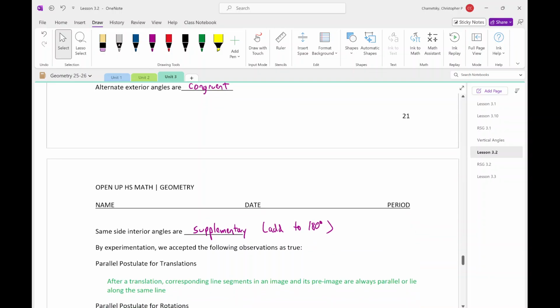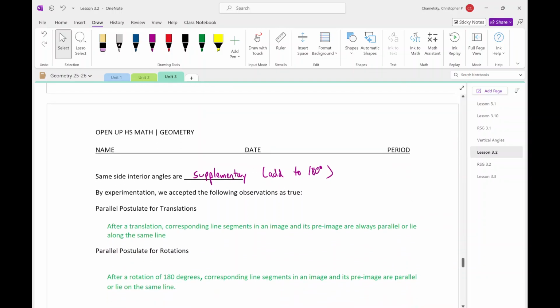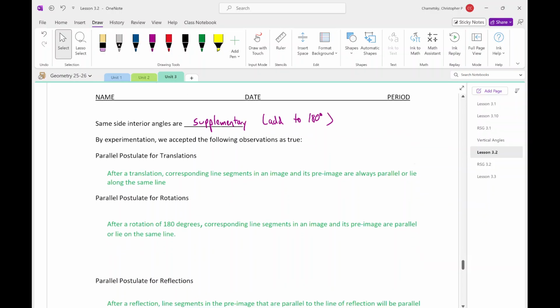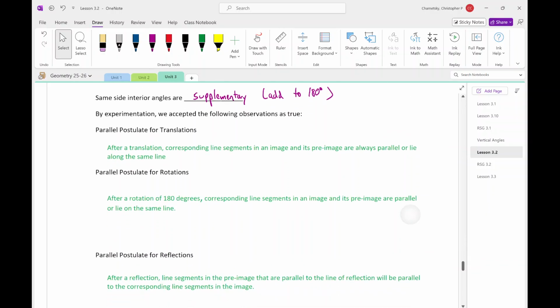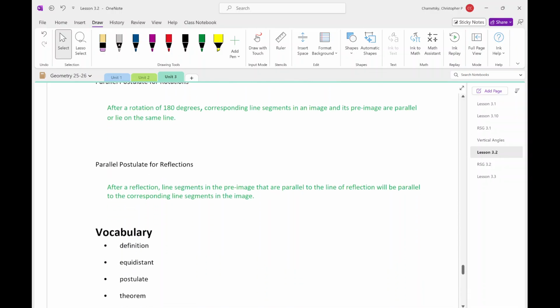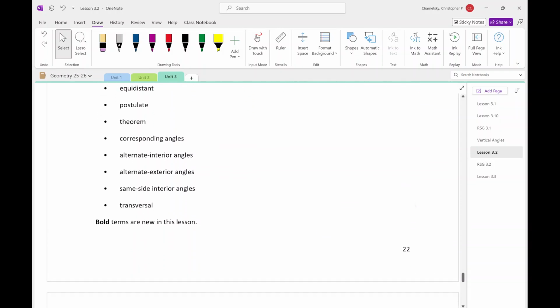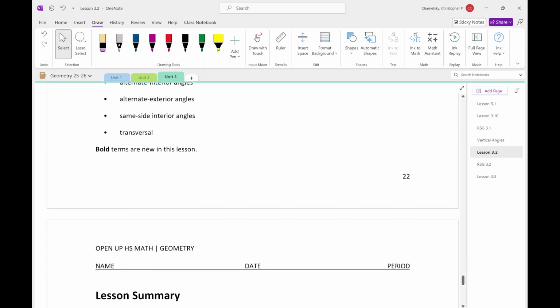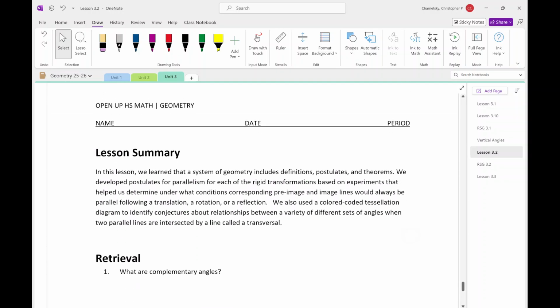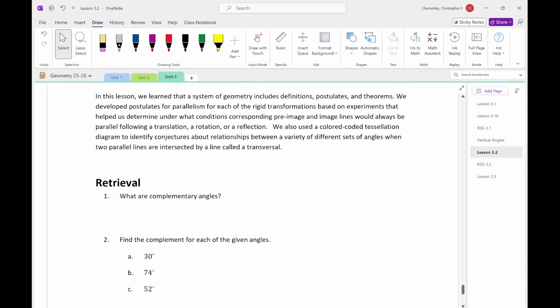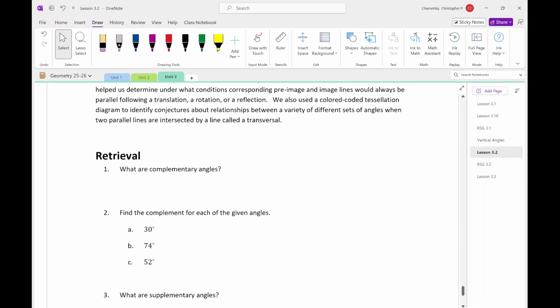All right, here are our parallel postulates for translations, rotations, and reflections. We already wrote those down before, but here they are again if you need to pause and copy these down. Our vocabulary that we looked at today. And now let's talk about our retrieval.